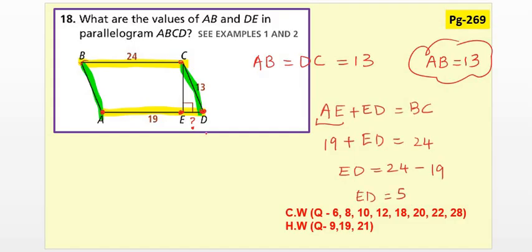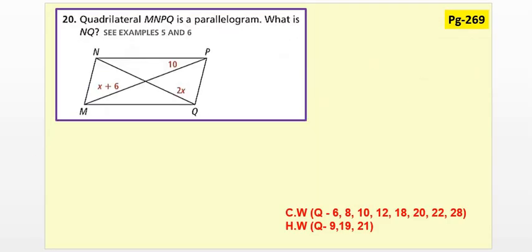Is that clear? And how can you check your answer? If you substitute 5 over here, 19 plus 5, the sum of the line should be 24. Next question, it says quadrilateral MNPQ is a parallelogram.